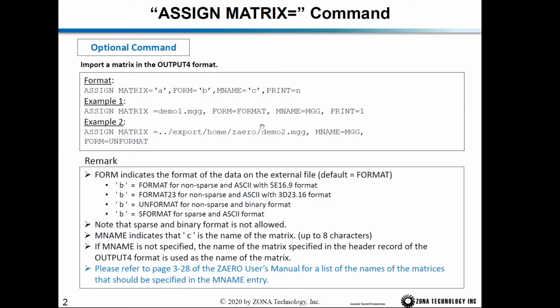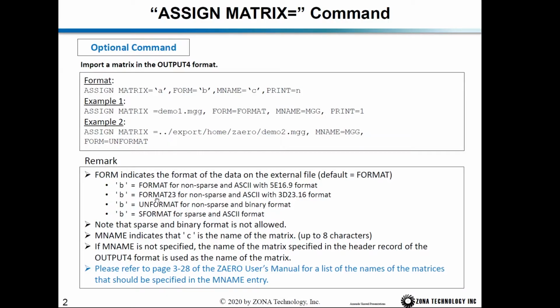And why do you need the assign matrix command? Because if we want to compute the inertial loads, sometimes you have to import the so-called MGG. MGG is a GSAT mass matrix, and then for the form, you have several options. You use form equals format if the file contains non-sparse and ASCII format.